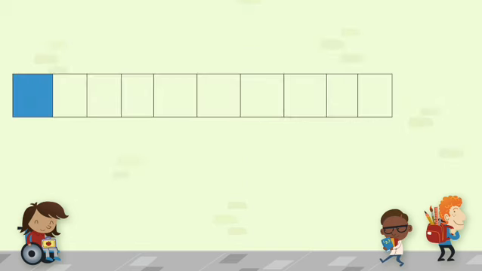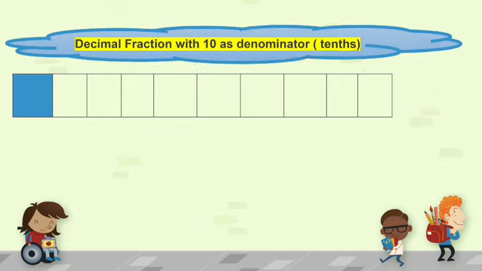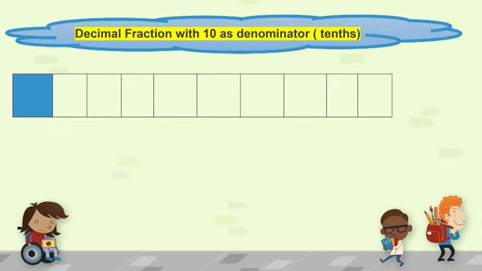Let's see a few examples to understand it better. Here we have a decimal fraction with 10 as denominator. A figure is given, and this figure is divided into how many parts? 10 parts. And how many parts out of 10 are shaded? Only 1. So the fractional representation of this will be 1 by 10, and we write it as 1/10.